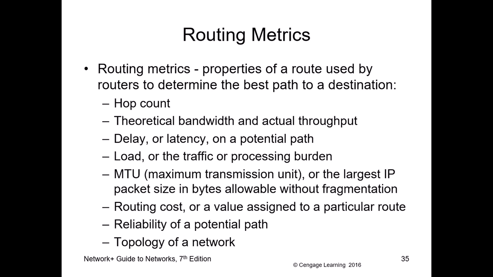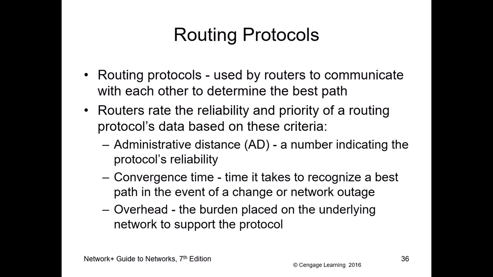RIP uses minimum hop count. OSPF uses bandwidth. EIGRP uses bandwidth and delay plus load and reliability too, how reliable the path is. So EIGRP is more reliable, and because it's more reliable, it has a lower administrative distance. So RIP has an administrative distance of 120, OSPF 110, and EIGRP is 90.